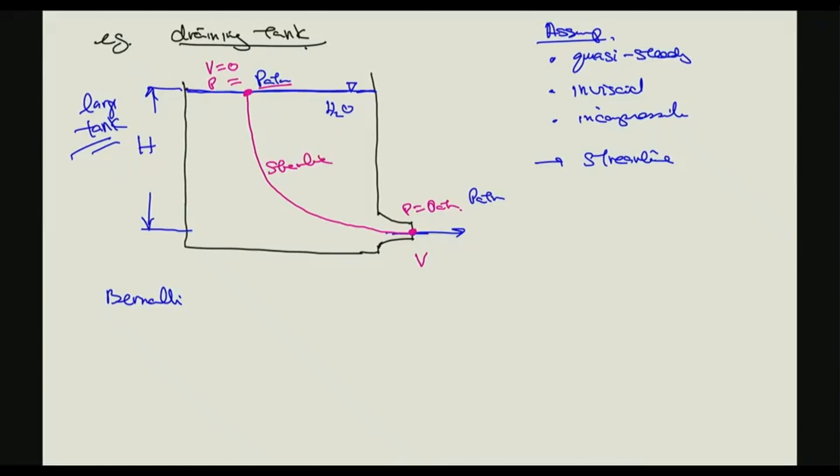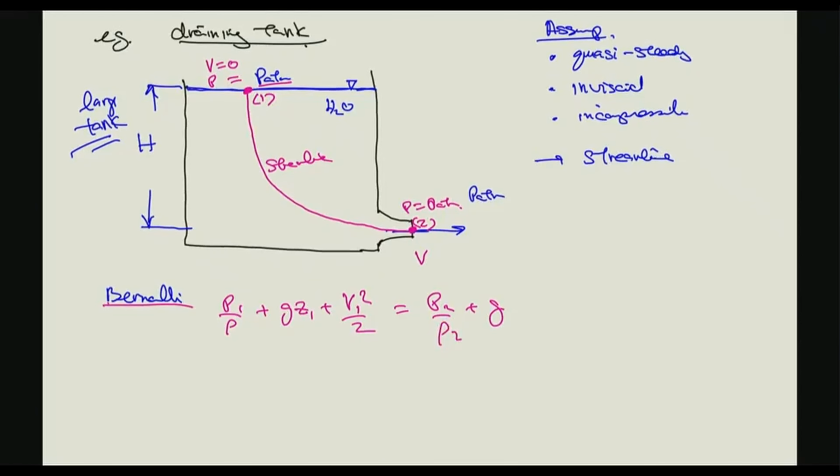And now we can identify this point as point 1, this point as point 2, the 2 points along our streamline, and we can apply the Bernoulli equation. So P1 over rho plus g Z1 plus V1 squared over 2 is equal to P2 over rho plus g Z2 plus V2 squared over 2.